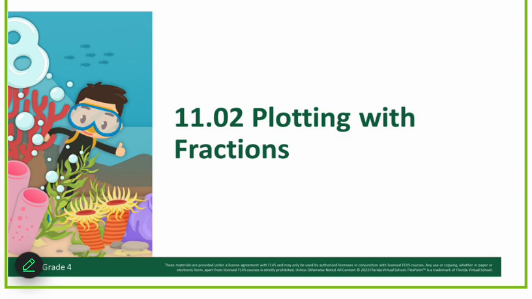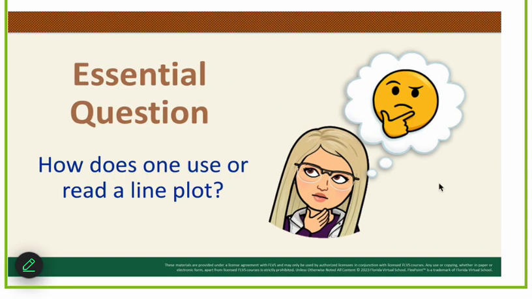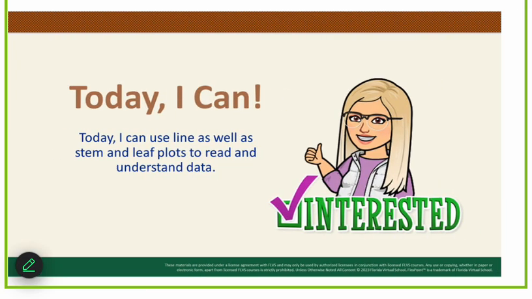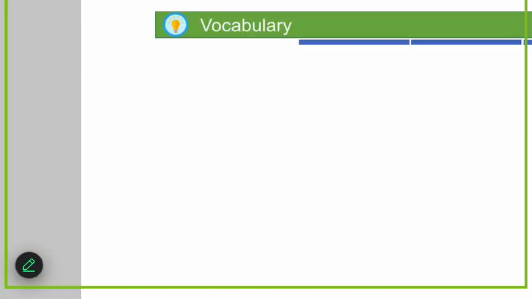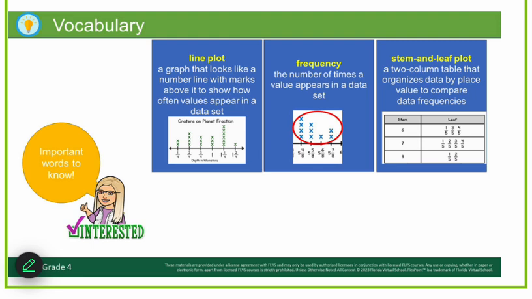As we're getting going today, my essential question to you is: wait a minute, how does one read a line plot? You might be thinking, I know we've talked about this a lot, but we are going to be using a line plot as well as stem and leaf plots to be able to read and understand data and data tables today. So the first thing I want to talk about is some of the vocabulary that goes with data and data tables, fourth grade.